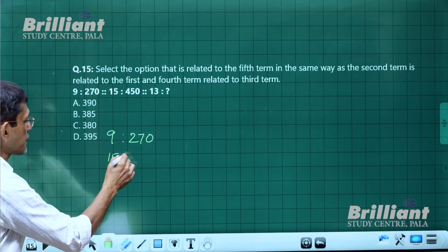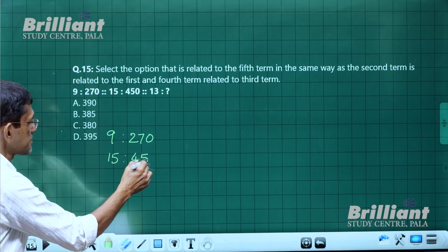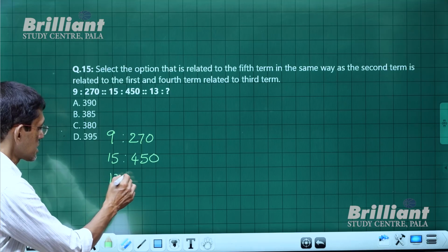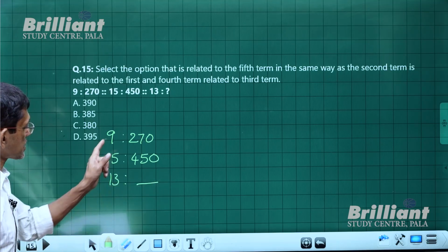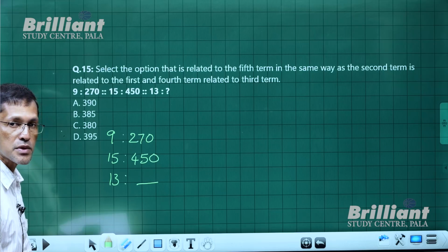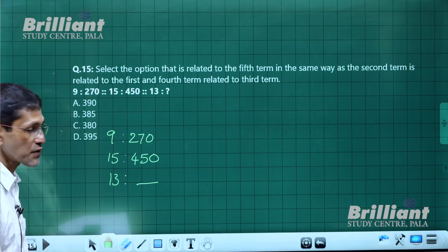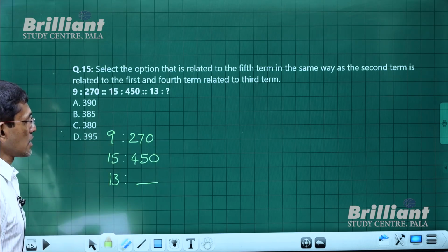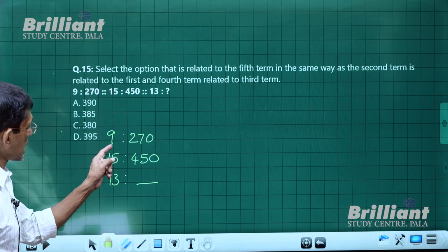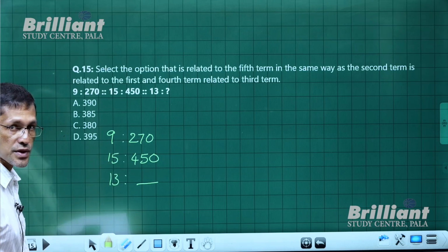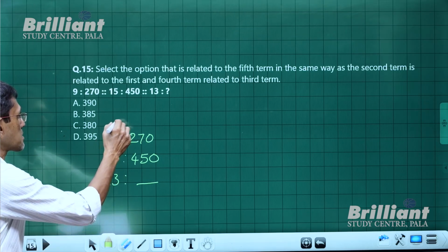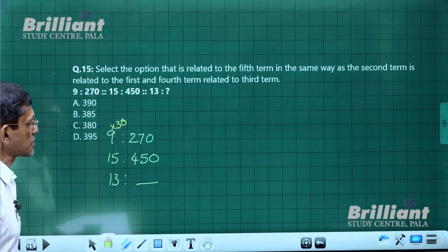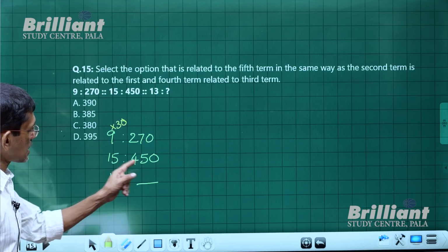15 and 450, what is the connection? And 12, 13 and what? So first of all, what is the relation between this 9 and 270, 15 and 450? Well, 9 into 3 is 27. So, it's pretty much 9 is multiplied by 30.